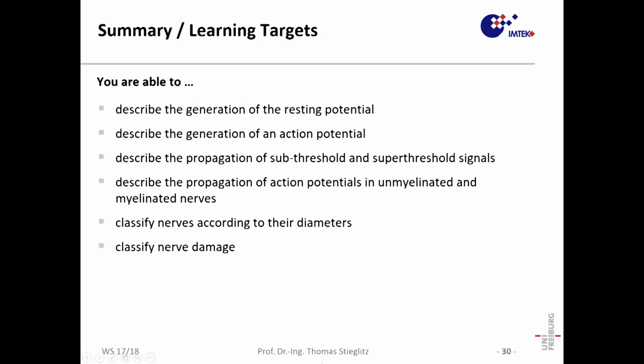And with that, as said last time, I like to summarize. Here are the learning targets. That helps you to know what you should learn, what you should know, what you should look up, and what you should be able to discuss when it comes to an exam. So that's all for today.